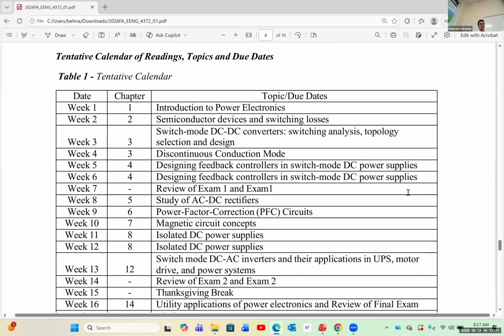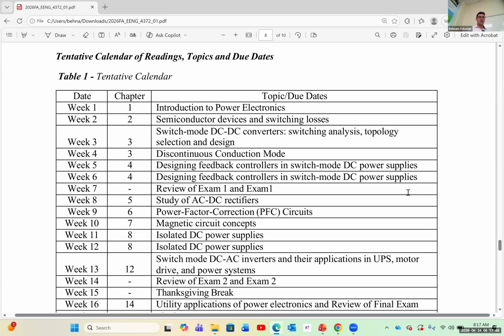Now, the tentative calendar for this semester: this week we're going to start with Introduction to Power Electronics. We're going to go through what is actually power electronics, the definition of power electronics, different types, and so on. Second week is going to be semiconductor devices and switch losses. Silicon diodes, germanium, PN junctions, and so on. You are familiar with a little bit of that in electronics. And week 3 is going to be switch mode DC to DC converter, switching analysis, topology, selection, and design.